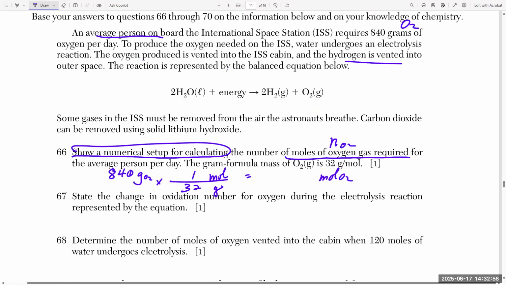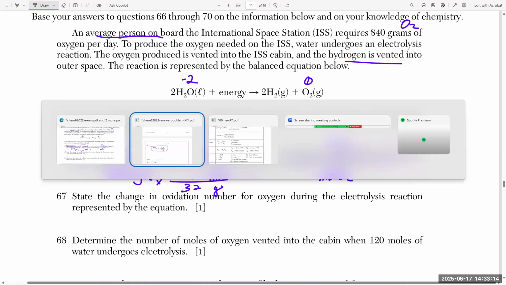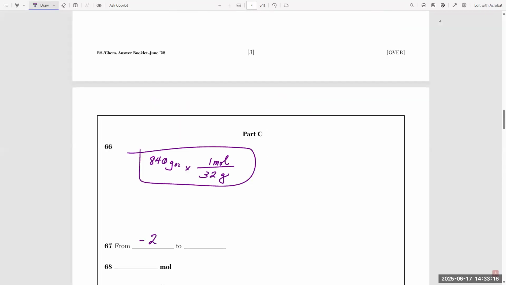State the change in oxidation number of oxygen during the electrolysis reaction. Oh, so easy, right? What's the easiest one to do here, guys? The one on the right. You know that's a 0 because it's diatomic, rule number 1 from my class. What about here? Oxygen is almost always -2, and we're done, right? So therefore, it's going to be -2 to 0. Cannot get any simpler.